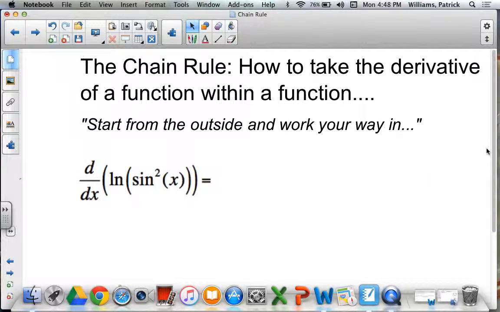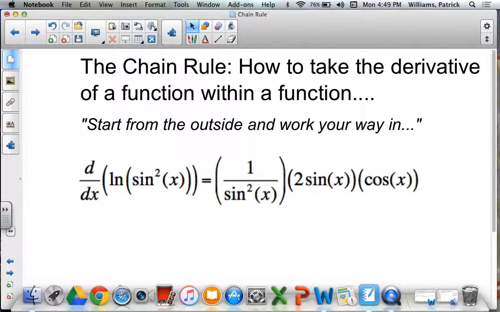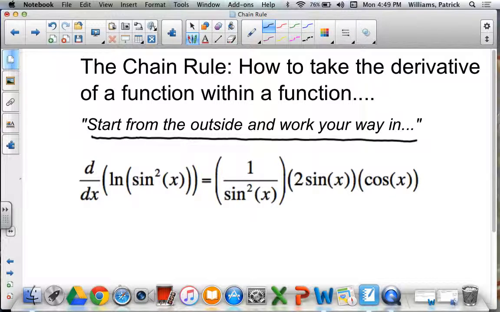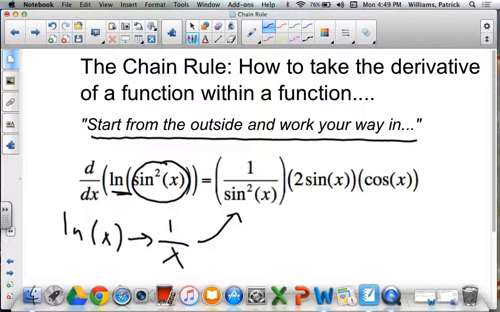All right, again, give this one a shot. Pause the video, try to do it on your own. All right, if you've given this one a try, you should have gotten something like this. So again, we start from the outside and we work our way in. What's the outermost thing we do to this? We take the natural log. The derivative of natural log is 1 over x. So this is that 1 over x right here, but remember, we keep whatever is inside the outermost function the same. So instead of being 1 over x, it is 1 over sine squared x.